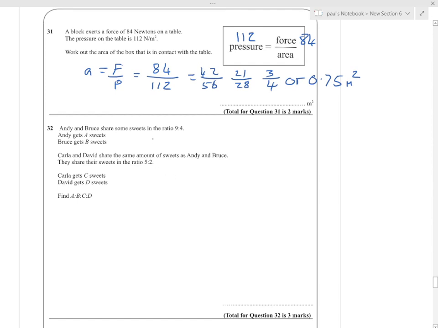Andy and Bruce share some sweets in the ratio 9 to 4. Andy gets A, Bruce gets B. Carla and David share the same amount as Andy and Bruce, and they share their sweets in 5 to 2. Carla gets C. Find A, B, C, D. Right, so Andy and Bruce are 9 to 4, and Carla and David are 5 to 2.